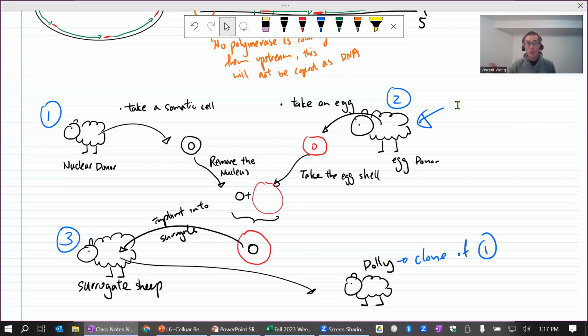The surrogate also provides zero genetic information. It only provided the womb, right? Okay. I mean, imagine this in the real world. The surrogate mother, like in a real world scenario, is also just providing the womb, right? It doesn't give any genetic material to the baby either, right? So that's why Dolly is only the clone of number one. Does that make sense?